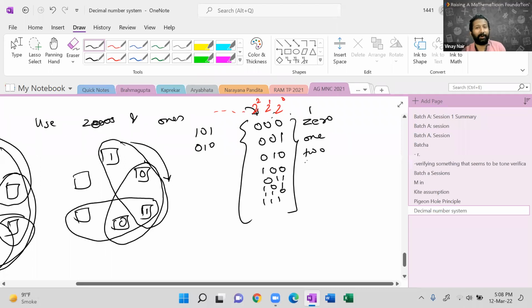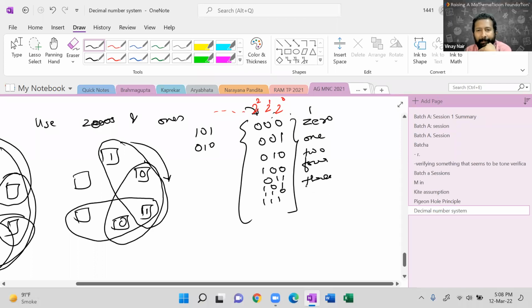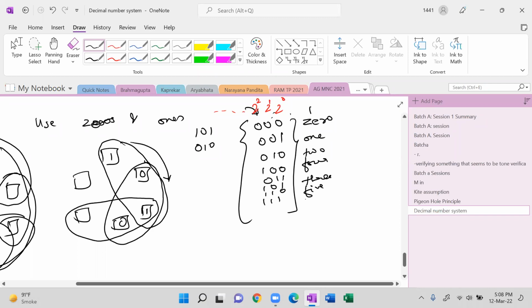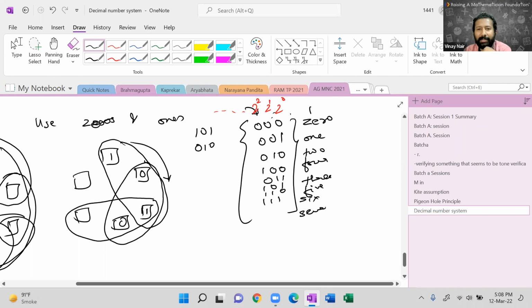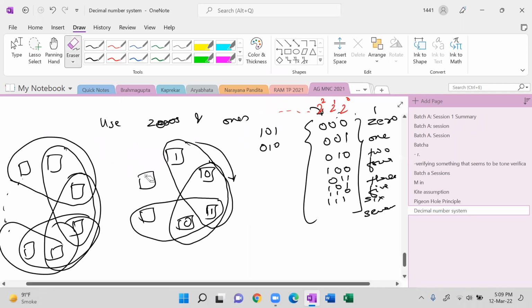And 100 is going to be 4, not 3, because I have not written this in the correct order. So 011 is 3, 101 is 5, 110 is 6, and the last one obviously is 7. Right? There are only 8 ways we can combine 3 squares that are close to each other here.